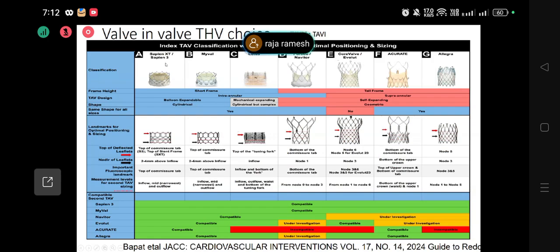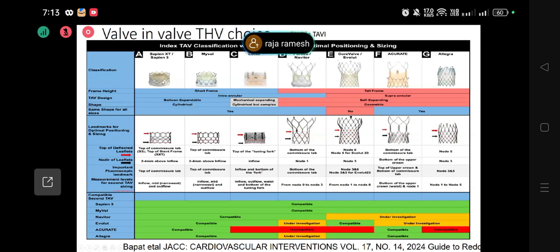This is the Sapien, a balloon expandable valve. My valve is a balloon expandable valve, and these are all the latest self-expandable valves like Acurate, Biosensors, Allegra valve, Score valve, and Portico. These are called the short frame valves and these are called the tall frame valves; these are all the intra-annular valves and these are all the supra-annular tall valves. Depending upon the type of the index procedure valve, we have to choose the second valve.